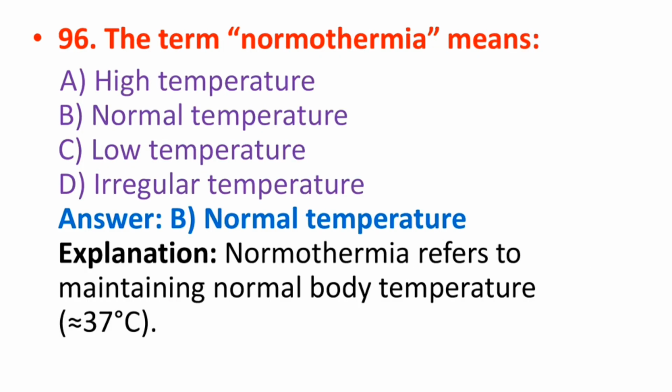The term normothermia means option A, high temperature, option B, normal temperature, option C, low temperature, option D, regular temperature. The correct answer is option B, normal temperature. Normothermia refers to maintaining a normal body temperature, approximately 37 degrees Celsius.